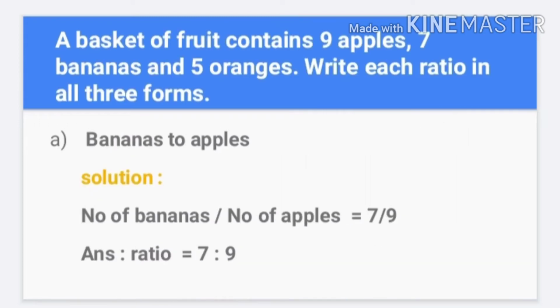Example: A basket of fruit contains 9 apples, 7 bananas and 5 oranges. Write each ratio in all three forms. A: Bananas to apples. How many bananas? 7 bananas. How many apples? 9 apples. The question is bananas to apples, so number of bananas divided by number of apples, 7 by 9. The ratio is 7 is to 9.